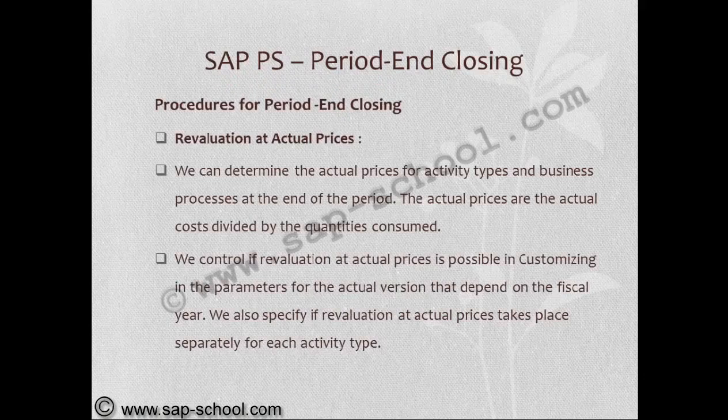Now, revaluation at actual prices. We can determine the actual prices for activity types and business processes at the end of the process period. The actual prices are the actual costs divided by the quantities consumed. We control if valuation at actual prices is possible in customizing in the parameters for the actual version that depend upon the fiscal year. We also specify if revaluation at actual prices takes place separately for each activity type.